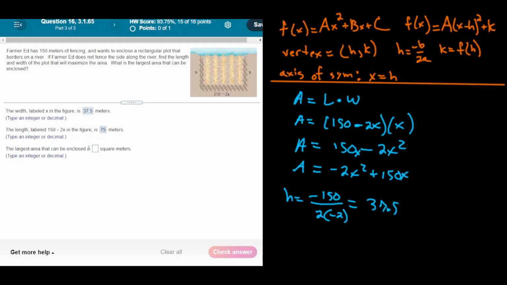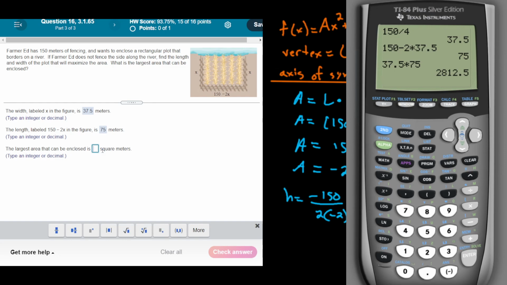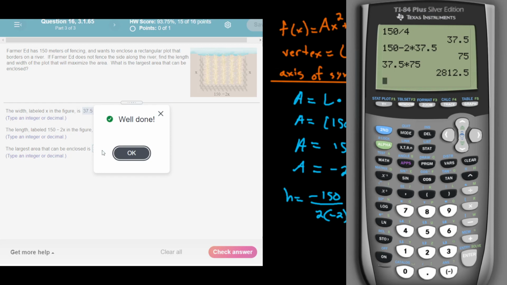Okay, the largest area that can be enclosed: basically you take the length and width that you just found and multiply them together. So we take 37.5 and multiply by 75. Let me turn on the calculator so you guys can see what I'm doing. That's not fair to you. So here are all the calculations that I did with the negative b over 2a, and then I started plugging numbers in. Sorry about that. Let's hit enter. Wow, 2812.5. They wanted a decimal. So 2812.5. Well done. That is it.